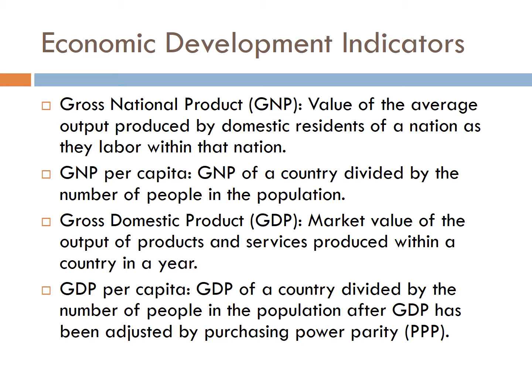Domestic GDP per capita is the GDP value divided by the number of people in the population, after GDP has been adjusted by purchasing power parity. So GDP per capita would be the most accurate measure of knowing where the country stands in terms of newly developing, developing, and developed countries.